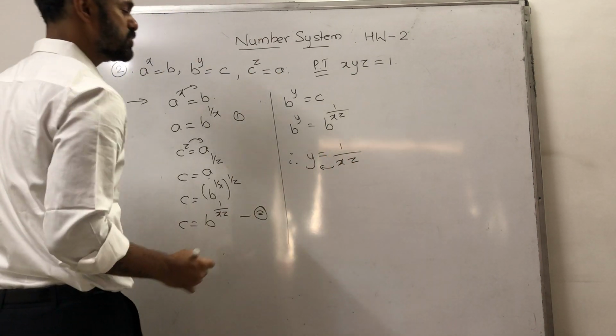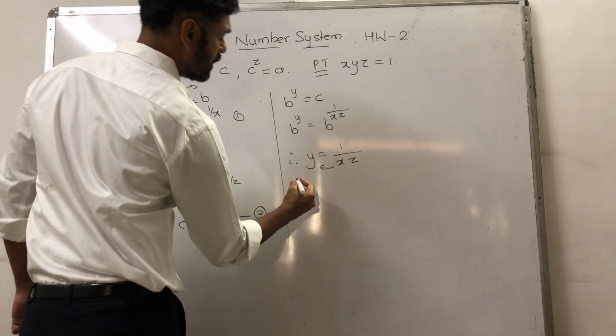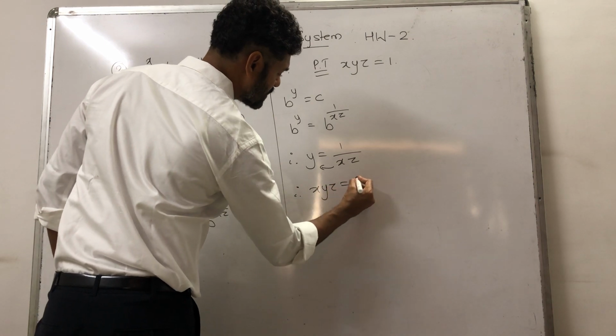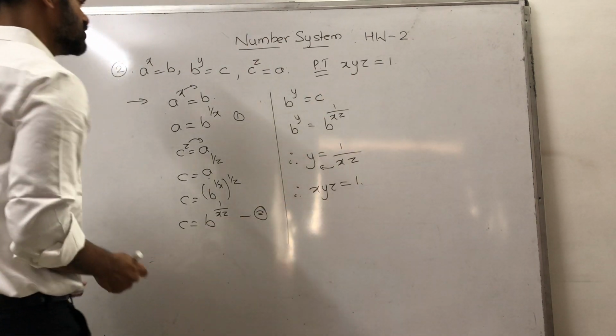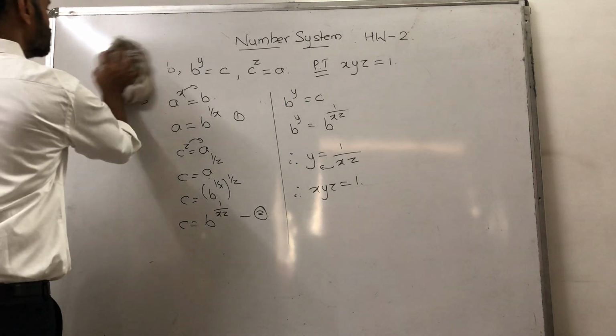If xz comes to this side, here it is in the denominator, it comes on this side, it will be in the numerator. Numerator, you already have y, xz gets multiplied to y, so you will have xyz equals 1. So the sum gets proved there. That was the second sum.